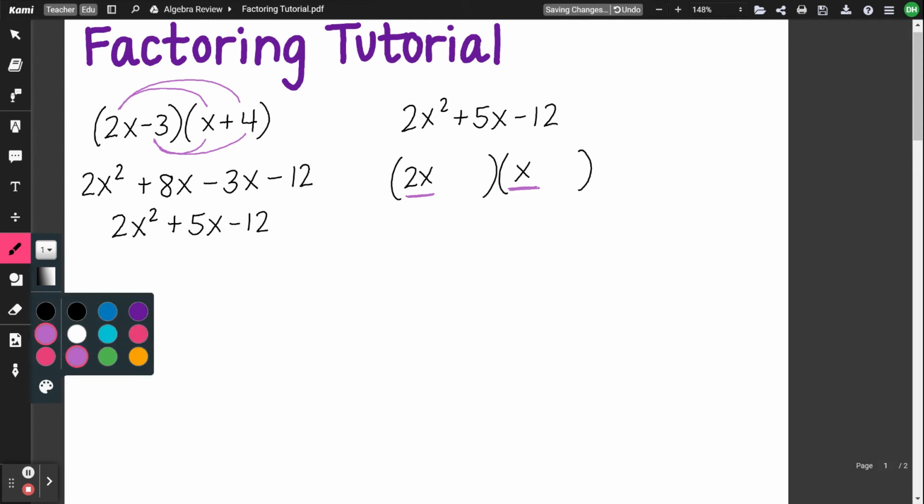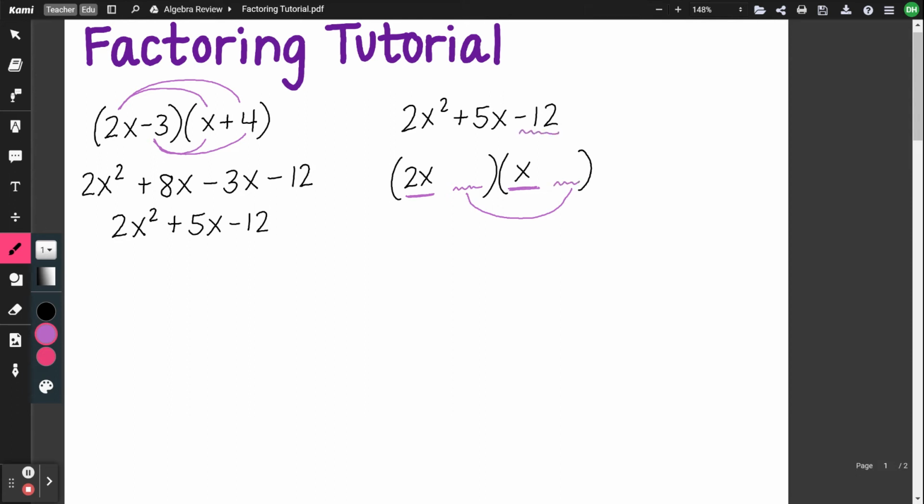Then the last thing we distributed was this term times this term. So whatever I write in those spots needs to give me the negative 12. Okay, so this has some options. 12 is not a prime number. It could potentially be 1 times 12, 2 times 6, 3 times 4. I need to figure out the correct option that will give me the positive 5x in the middle.